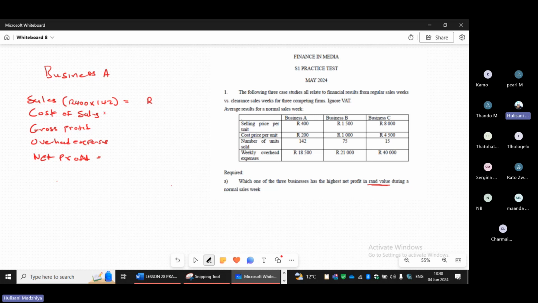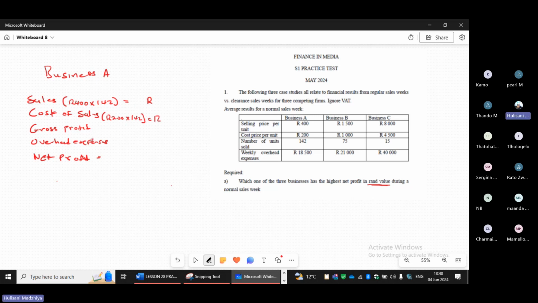And then for cost of sales, it's your cost price per unit. How much did it actually cost you to produce 1 unit, or how much did you buy 1 unit for before you sell it? So that will be your cost of sales. Under this scenario, cost of sales for business A is going to be 200 multiplied by 142, and then this will give us the cost of sales.